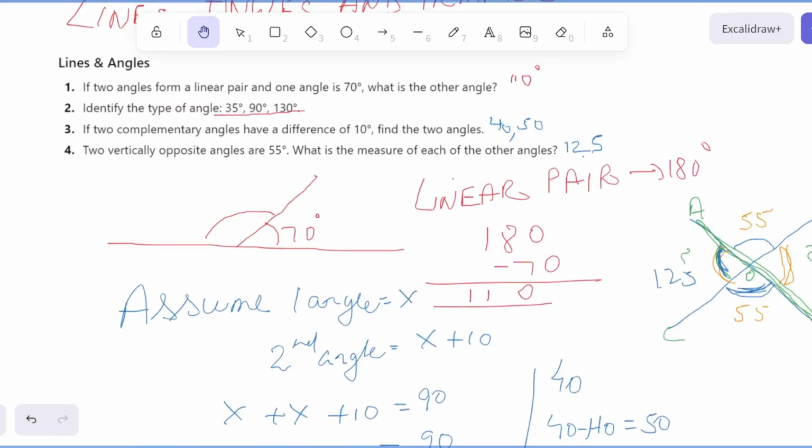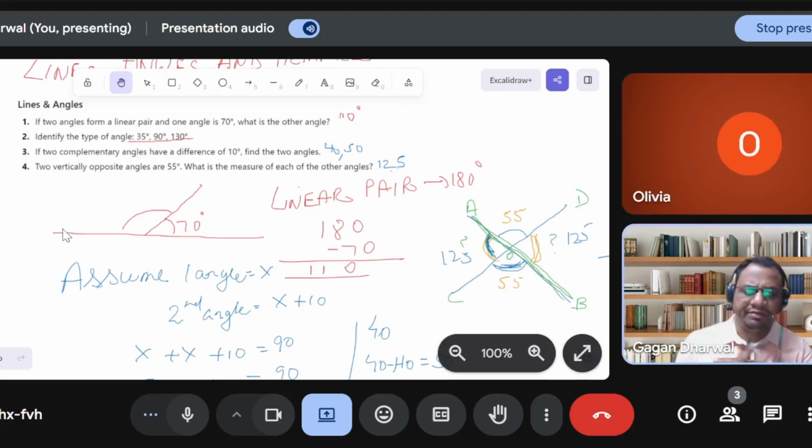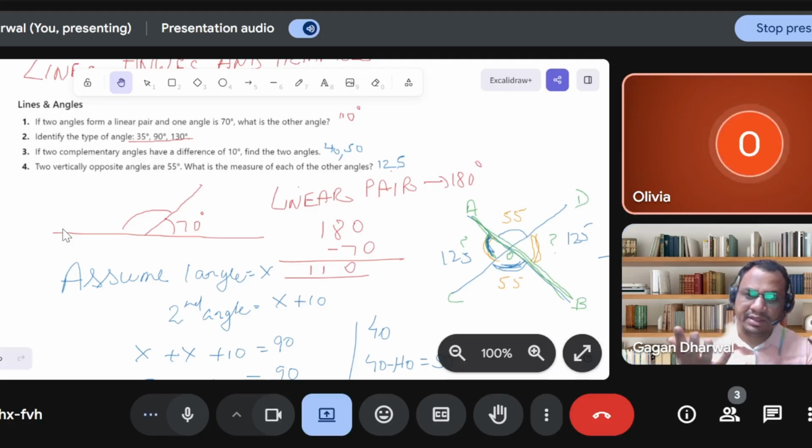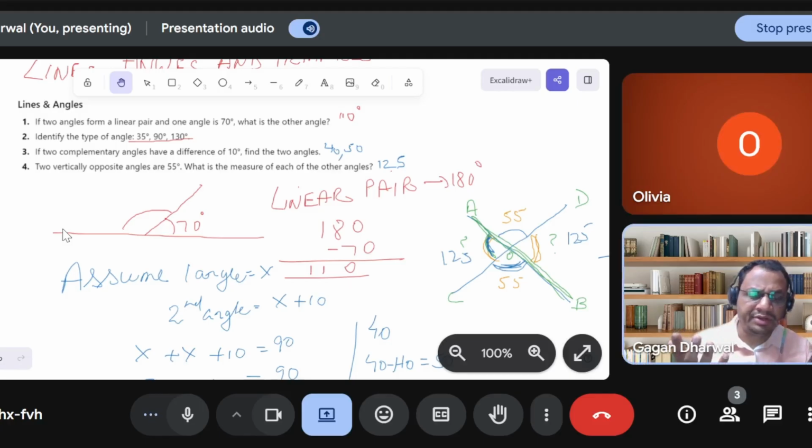So let's have a small revision. So we learned about the linear pair angles, which are the angles formed on a straight line. They always add up to 180. They are supplementary angles. And we also learned complementary angles which add up to 90. We also learned about the types of angles, 7 types of angles, starting from zero, acute, right, obtuse, straight, reflex, and complete angle, right? We also studied about vertically opposite angles.